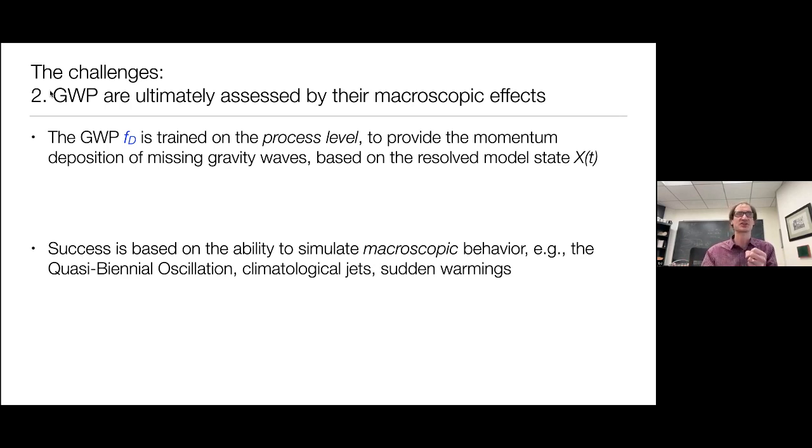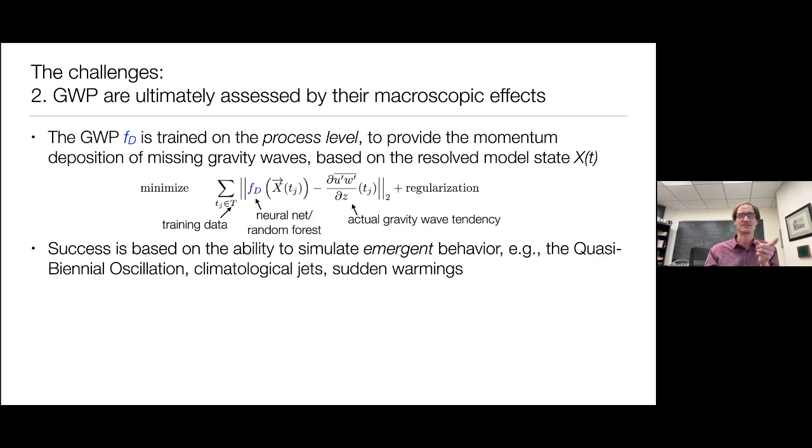So there's a mismatch. When I'm training a parameterization, I'm looking at the process level, right? I'm building a function. This is my neural net, random forest, whatever you're doing. You give me the model state, and I want to minimize the distance between its prediction and the actual gravity wave tendency, the missing tendency. Here I have an L2 norm, could be something else. But anyway, when we're training a data-driven parameterization, we're aiming at that. Like, get the missing gravity waves correct.